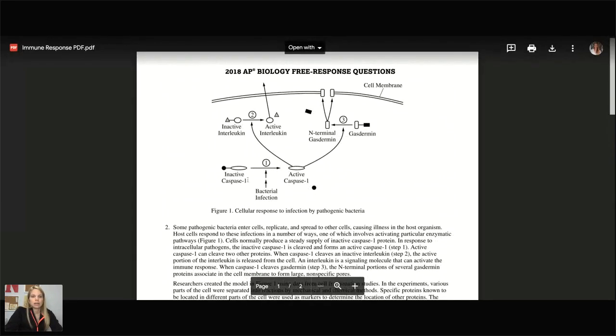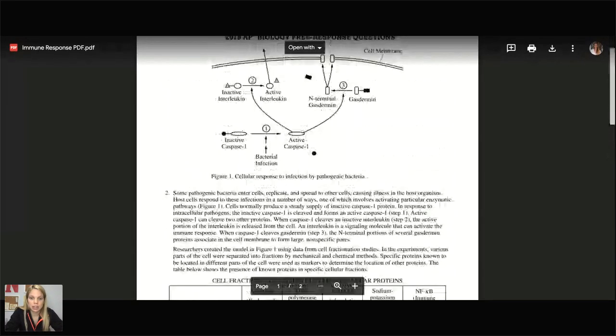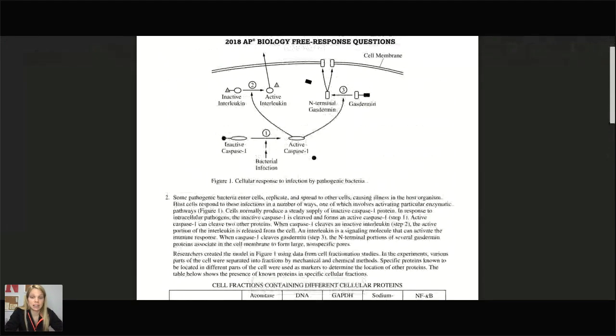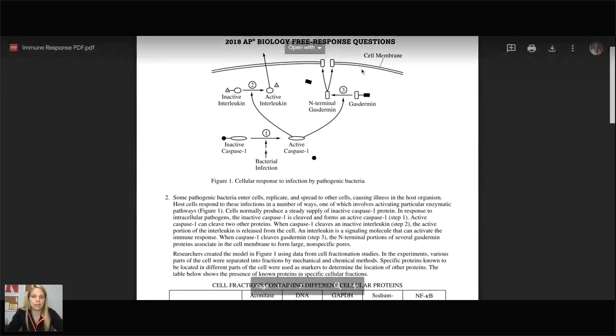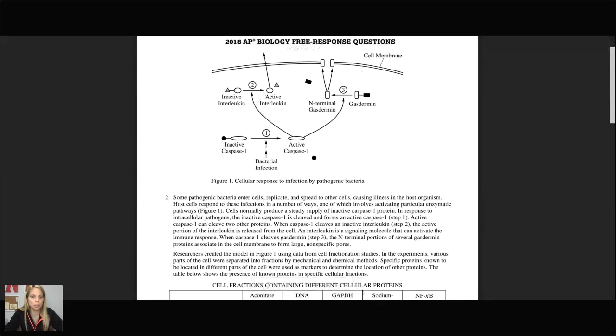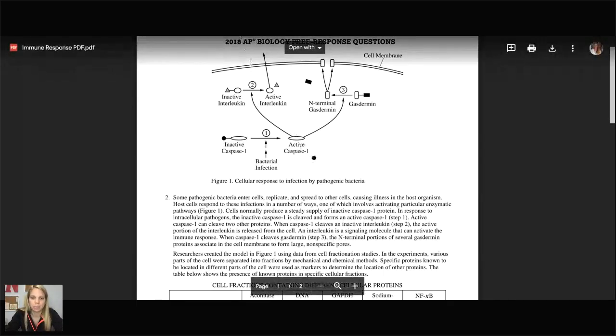Some pathogenic bacteria enter cells, replicate, and spread to other cells, causing illness in the host organism. Host cells respond to these infections in a number of ways, one of which involves activating particular enzymatic pathways, as seen in Figure 1. So Figure 1, all this is just an enzymatic pathway. Cell signaling, like we talked about. Cells normally produce a steady supply of inactive caspase-1 protein. In response to intracellular pathogens, the inactive caspase-1 is cleaved, that means split, and forms an active caspase-1. Step 1. So you can see right here, step 1, it goes from inactive to active.